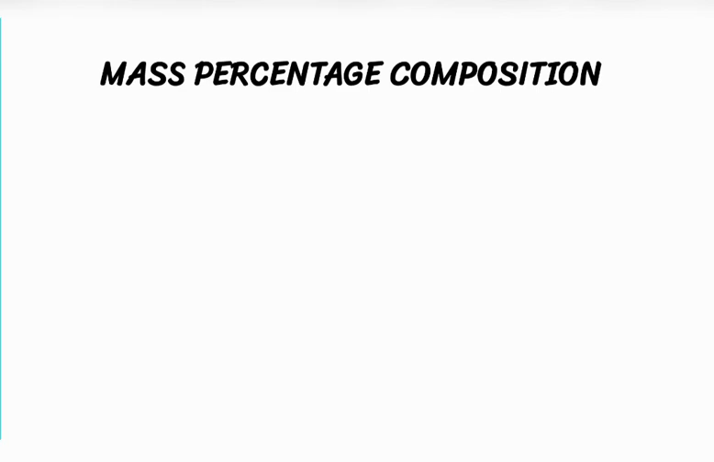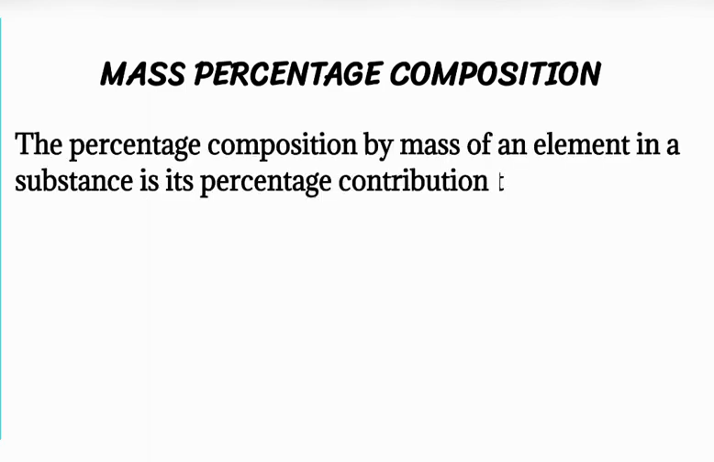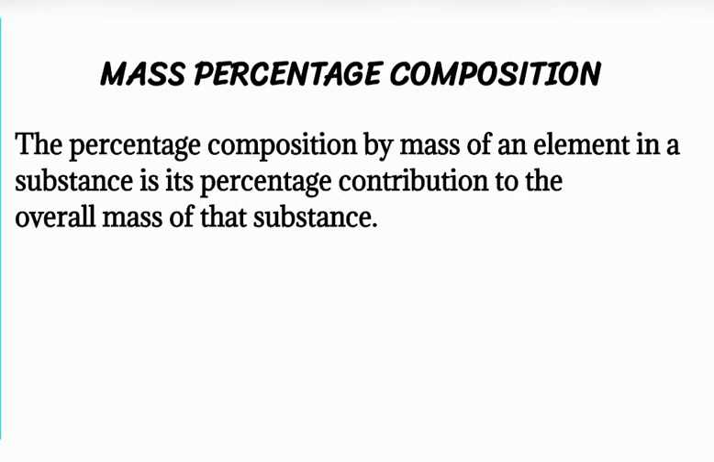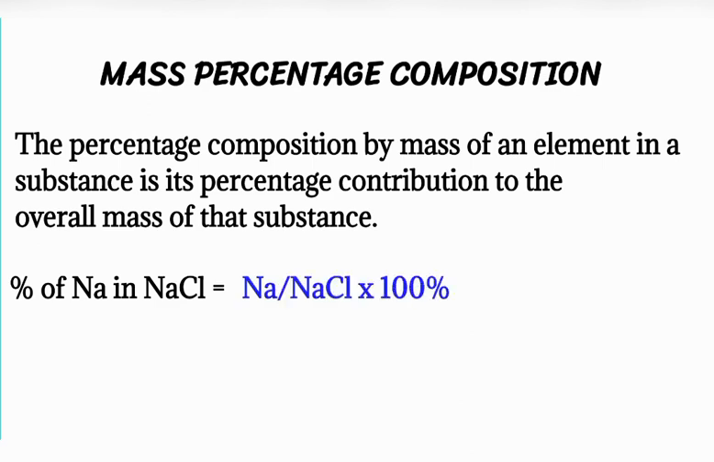Now you might also be asked to calculate the mass percentage composition of a particular element in a compound. The mass percentage of that element is telling you that you need to relate that mass to the total mass of that substance. For example, you might be asked to calculate the percentage of sodium in sodium chloride. You might also be asked to calculate the percentage of oxygen in calcium sulfate. To do this, you have to divide the element's mass by the total mass times 100%.